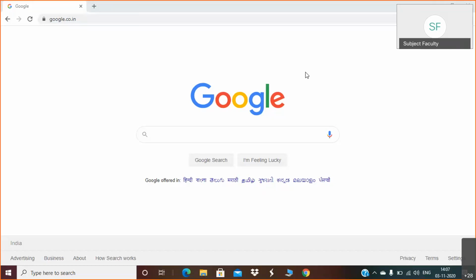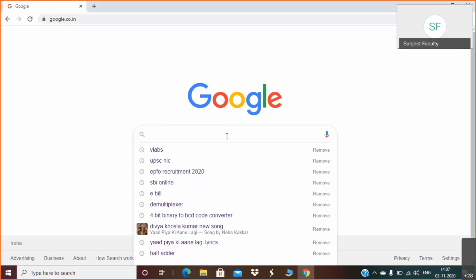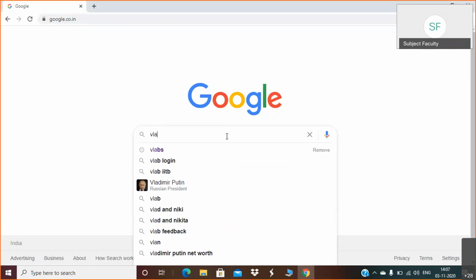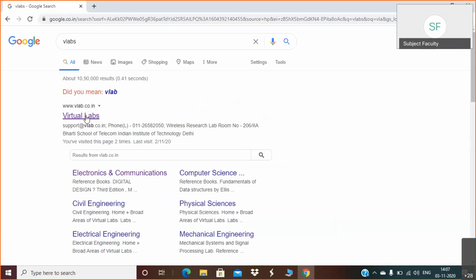First, you have to open your browser and type virtual labs in it. You can also type VLabs, virtual labs, that is nothing but VLabs. You have to select the first link. You can just note this particular website, www.vlab.co.in. Okay, just note this website.